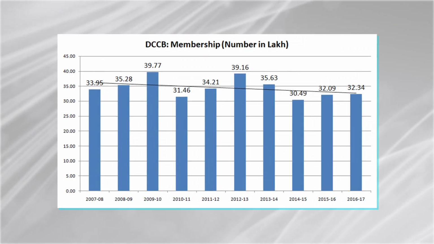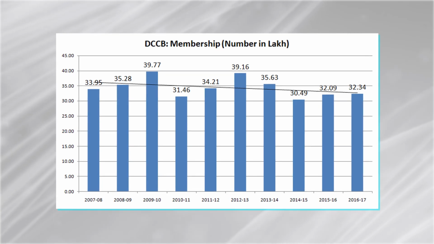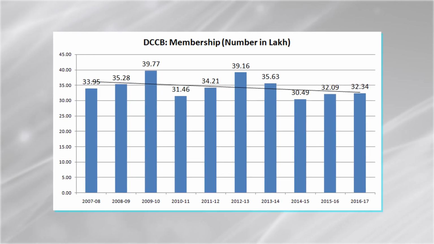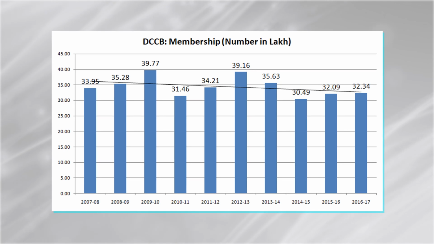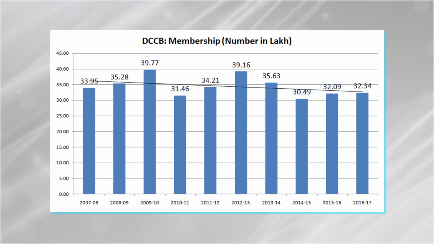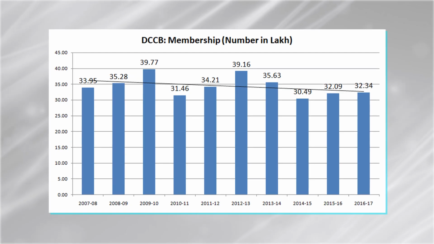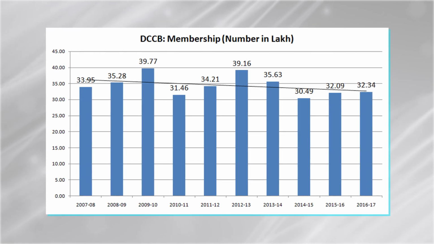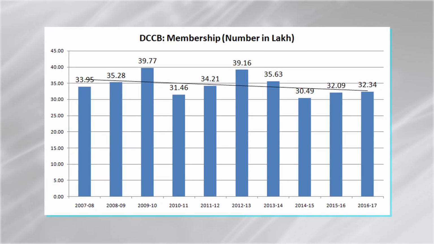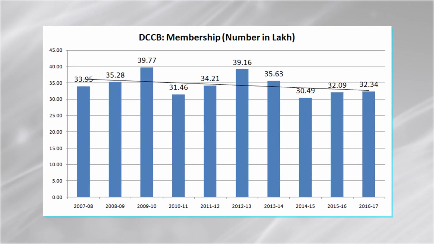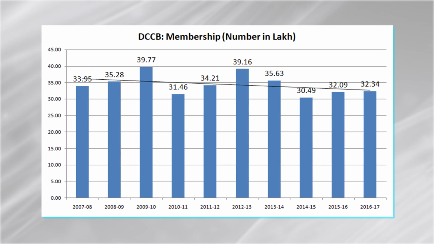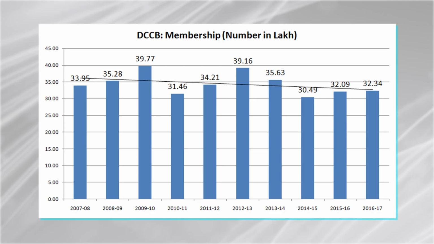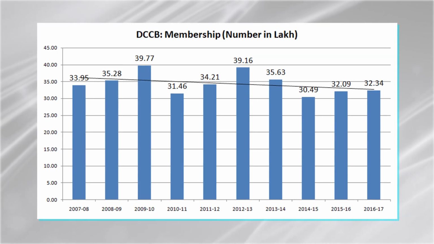And here you can see the growth of the membership in the district central cooperative banks. In the year 2007-8 we have 33.95 lakh members of this DCCB. And in the year 2016-17 we have 32.34 lakh members in the DCCB. So there is a slight decline in the membership of the DCCB. It may be due to the increasing share of commercial banks, maybe due to the consolidation process sometimes. But there is still a large number of members of the DCCB.